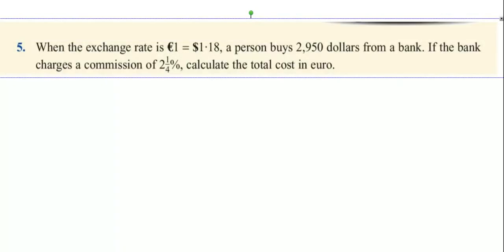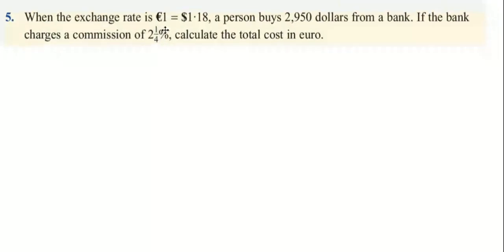Question 5. The exchange rate is one euro equals $1.18. A person buys $2,950 from a bank. If the bank charges commission of 2.14%, calculate the total cost in euro. Okay, so he wants to buy that much dollars. So he'll have to pay more than that to get that because the bank takes it away.